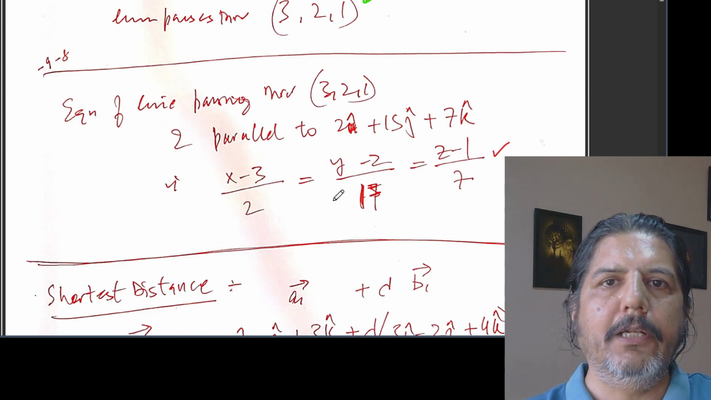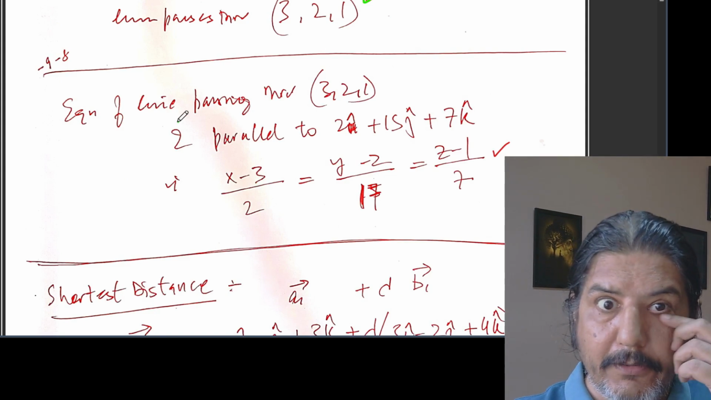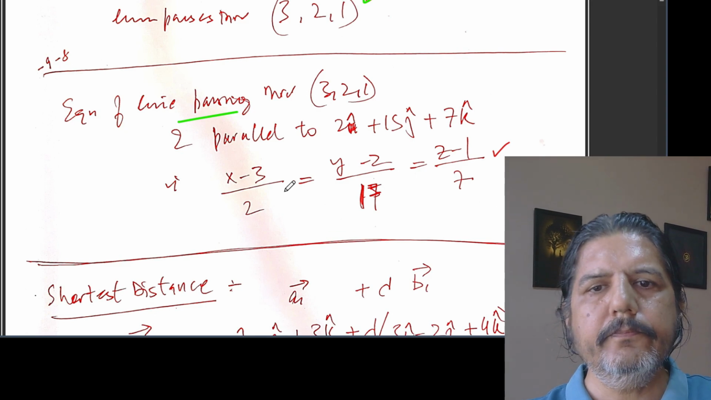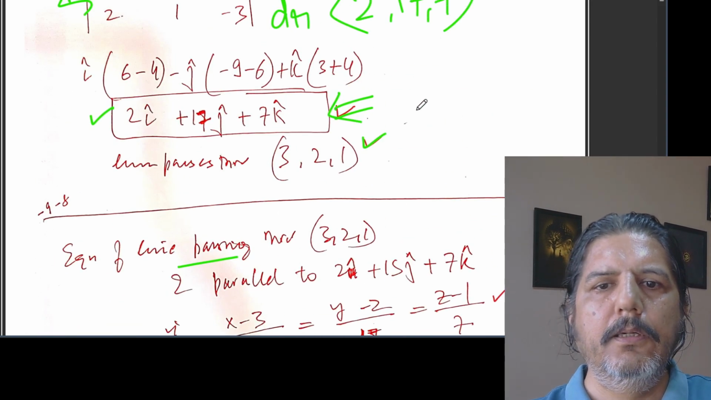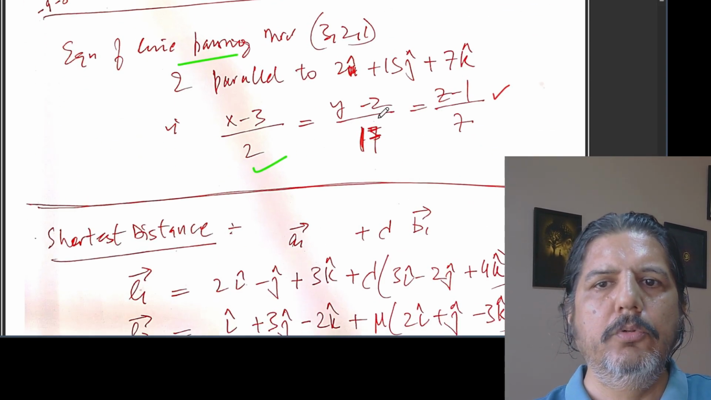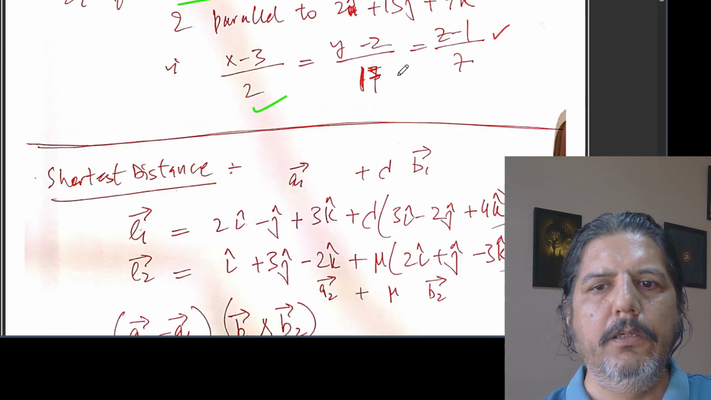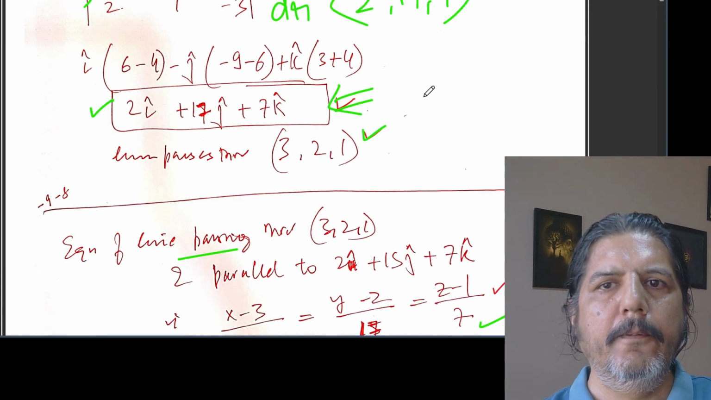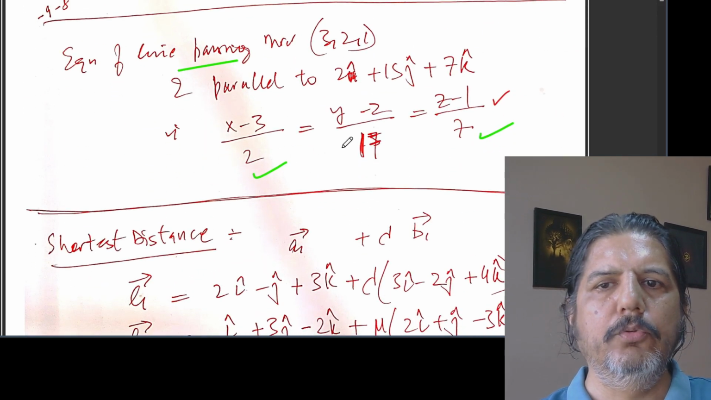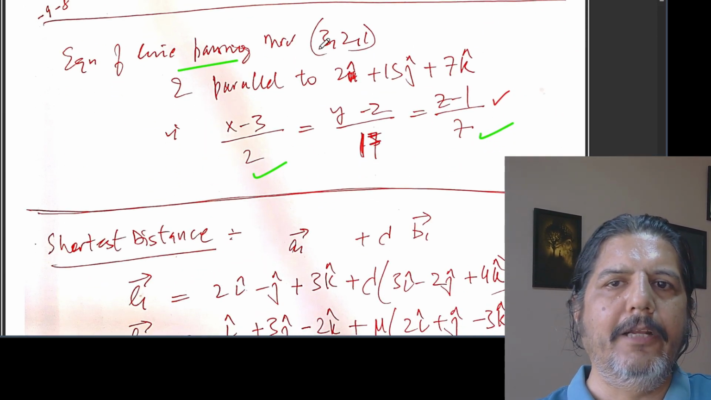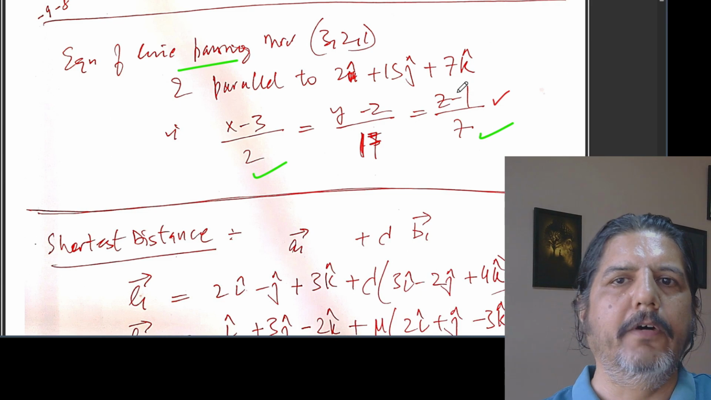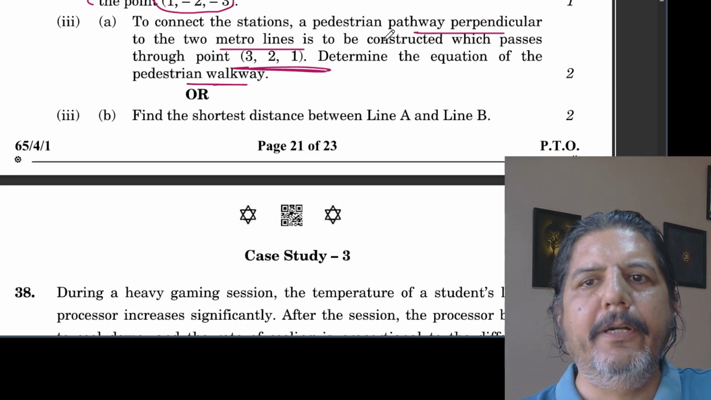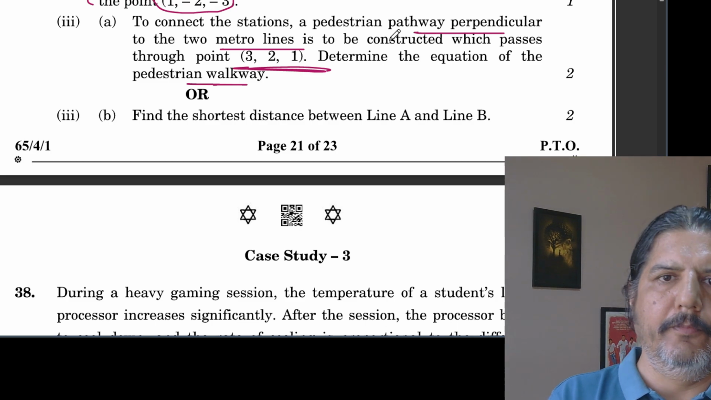So the equation of the pedestrian pathway would be (x - 3)/2 = (y - 2)/17 = (z - 1)/7. The direction ratios are 2, 17, 7, and the line passes through (3, 2, 1). This is the equation of the pedestrian pathway.